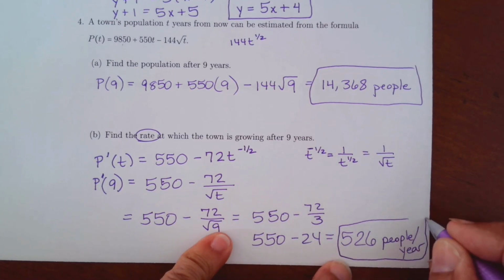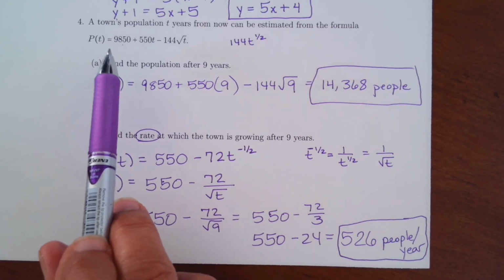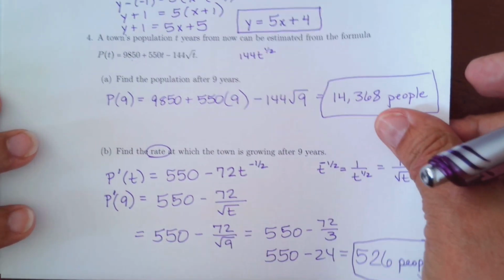Derivatives are rates. So we were doing how many people per year, right? So in 9 years, the rate of increase is 526 people per year. In 10 years, it's going to be different. Okay, this is just at 9 years. All right, let's try another one.